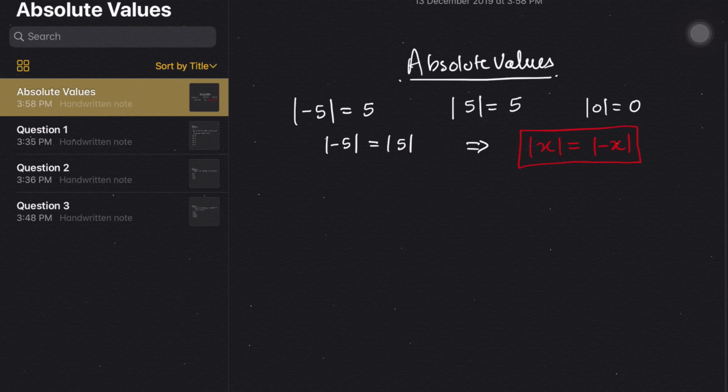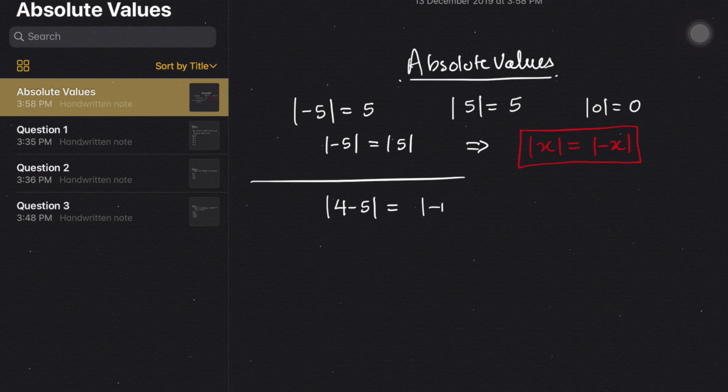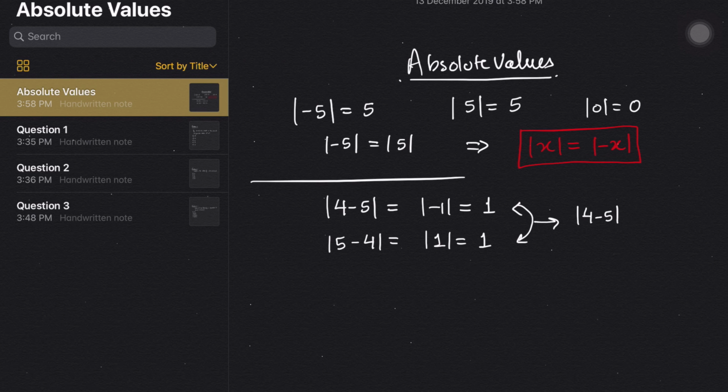So let us see how I can go further in the same direction. If I just say 4 minus 5, so what should it be? Just think about it in your mind and you'll come to know that 4 minus 5 is -1, which gets changed to 1. That's easy, right? Let's look at the other example, which is 5 minus 4 is equal to what? So it's going to be absolute value of 1, which again results in 1.